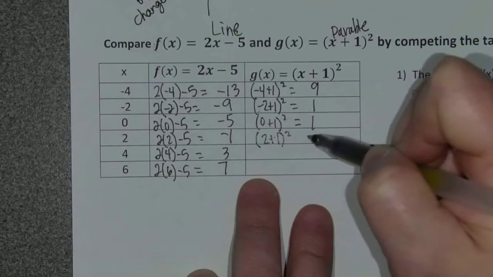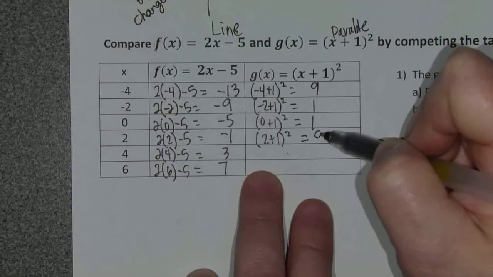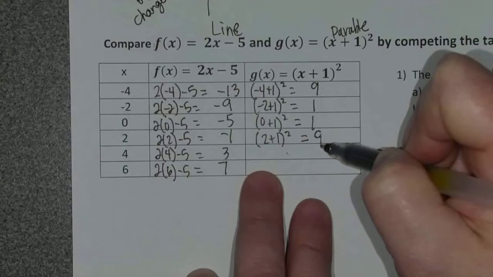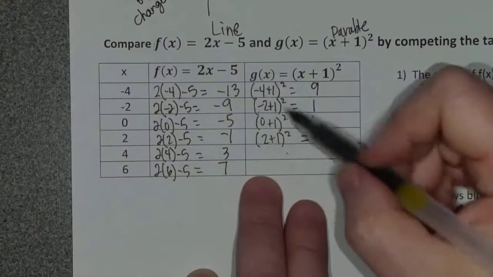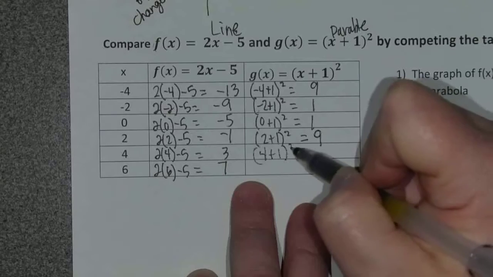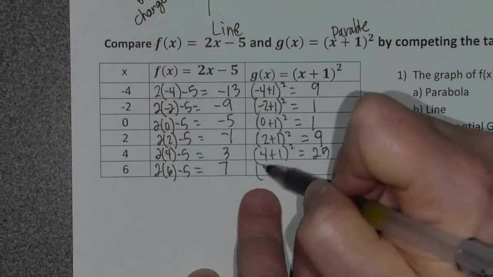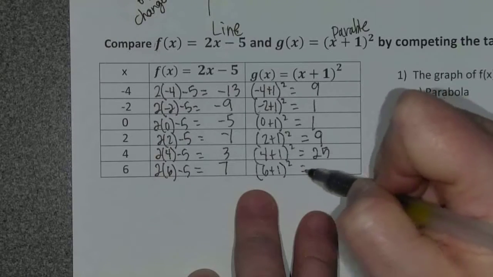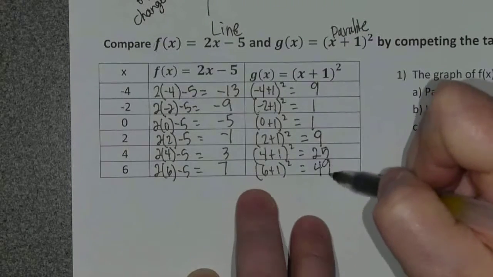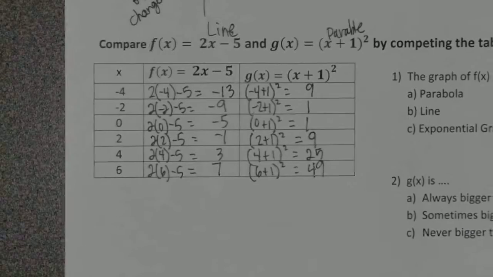2 plus 1 squared. Positive 9. And then it will be 4 plus 1 squared. So 25. Perfect. And 6 plus 1 squared. 49. Beautiful. Okay, we're going to use that set of values to answer our questions over here.